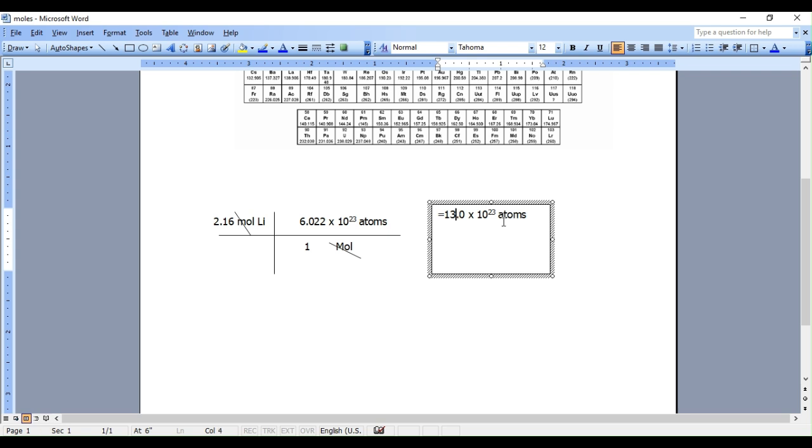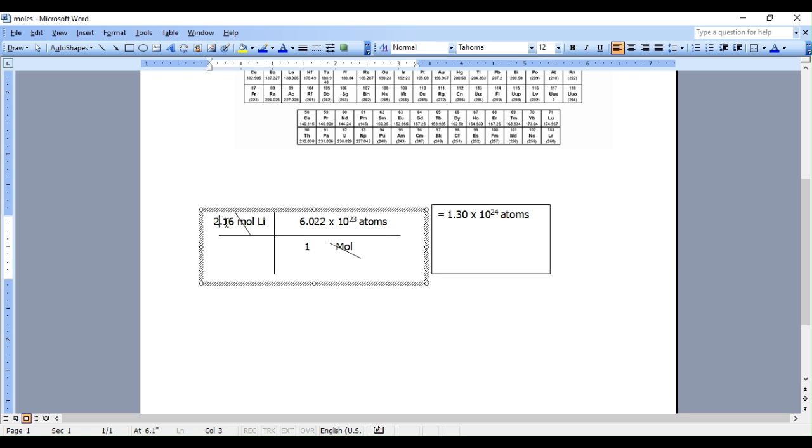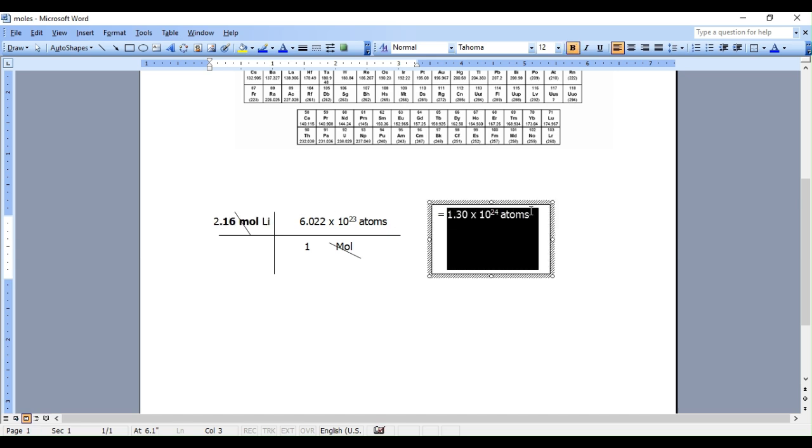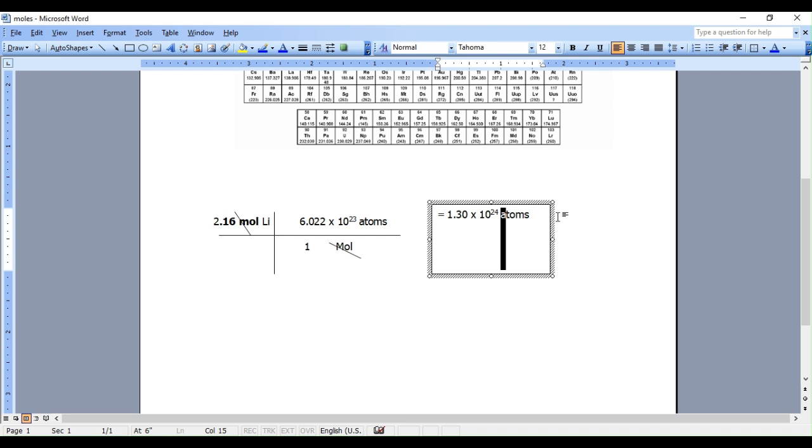But I don't write scientific notation with the decimal this far over. The first digit has to have the decimal. So let me move the decimal one place, 1.30. Now that becomes 10 to the 24 atoms. So 2.16 moles of lithium is the same as 1.3 times 10 to the 24 atoms of lithium.